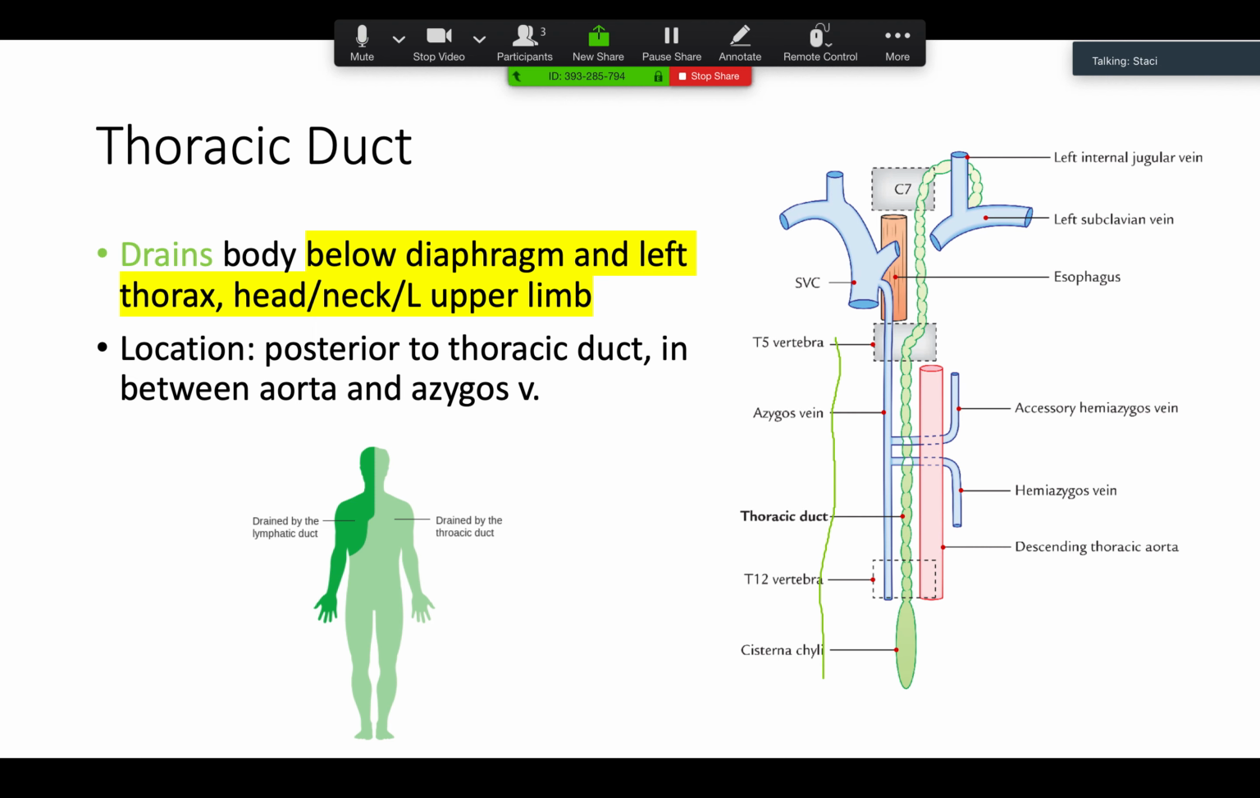They love to ask questions about the ducts and lymph. They'll ask one question or whatever, and it's just important to get the big picture. So just know that the thoracic duct drains the body below the diaphragm and the left thorax, head, neck, and left upper limb.